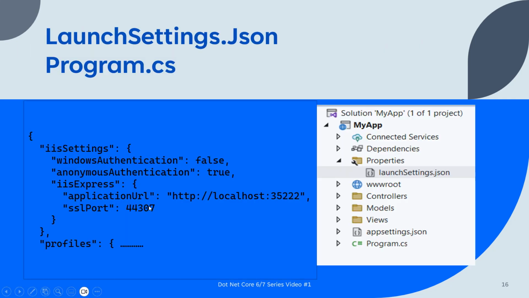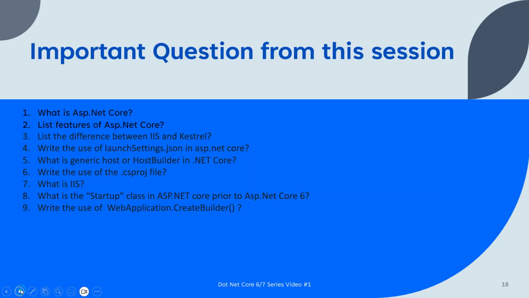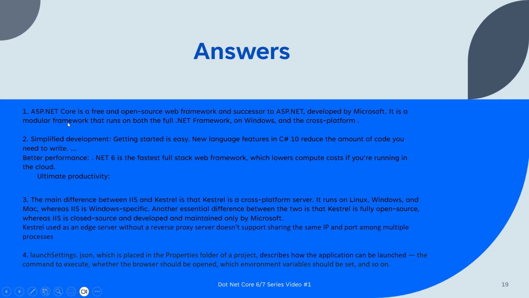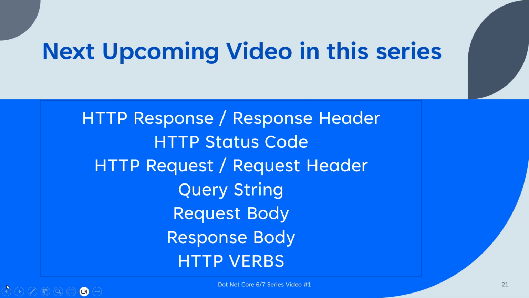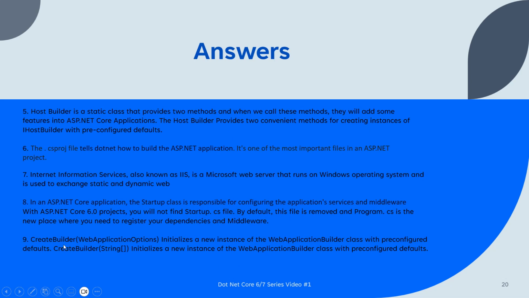Now we have the next page, which is about the questions from this session. These are questions like what is ASP.NET Core, list the features of ASP.NET Core, list the differences between IIS and Kestrel, write the use of launchSettings. These are the questions which I think are important from an interview perspective. So guys, you can have the answers of these questions over here. You can take a screenshot of this. You can have the answer for question number 1, 2, 3, and so on up to the last question, number 9, CreateBuilder.